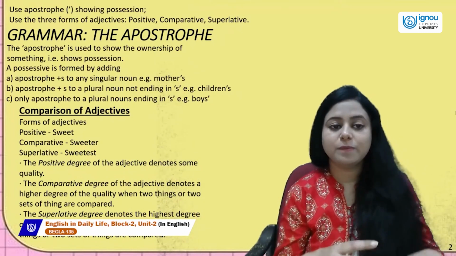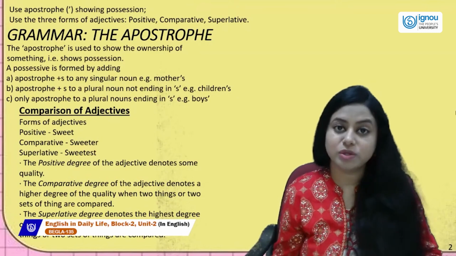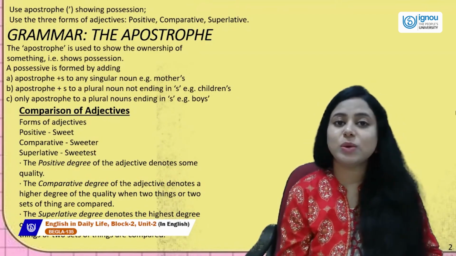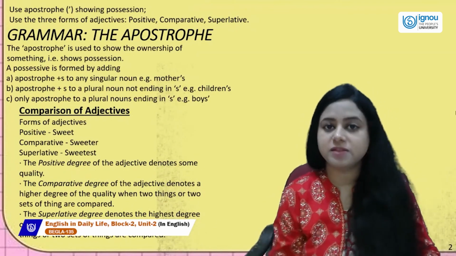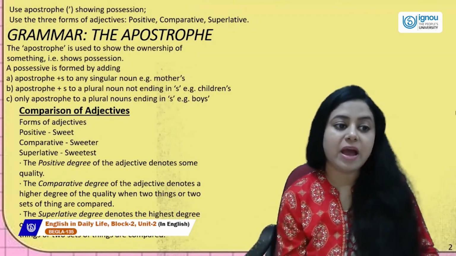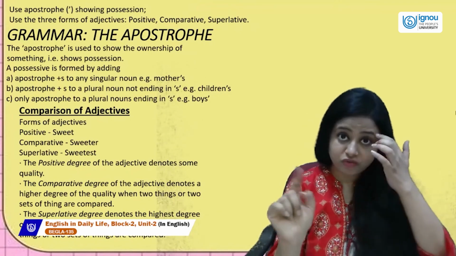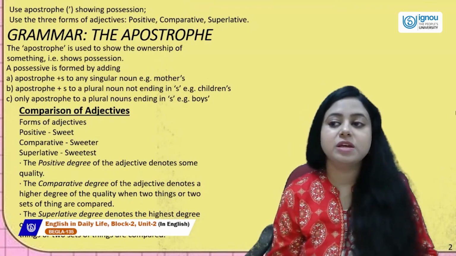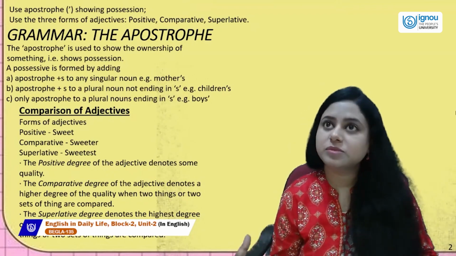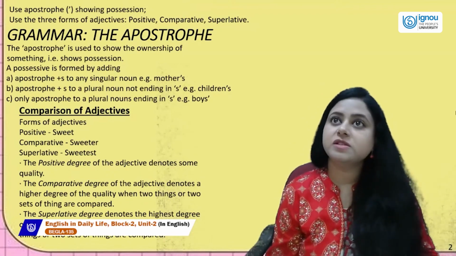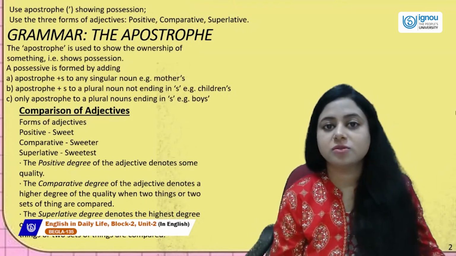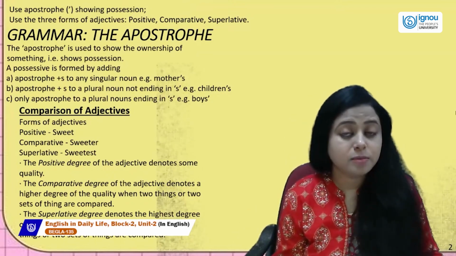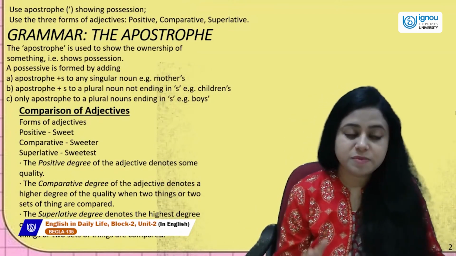Okay, so let's first understand this and then we are going to look at more words. So a possessive is formed by adding apostrophe plus s to any singular noun. Let's say it is mother, and you add apostrophe and then you add s. It becomes mother's. So you see, if we are going to say mother's sari or mother's food, it shows possession. The sari is owned by the mother, the food has been cooked by mother. So you see possession there.